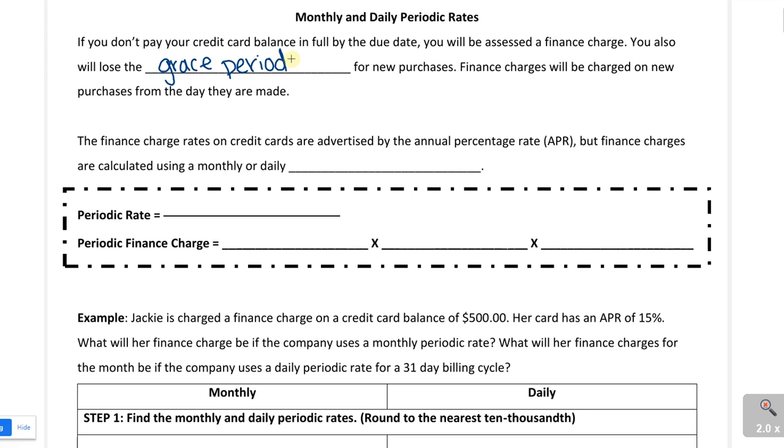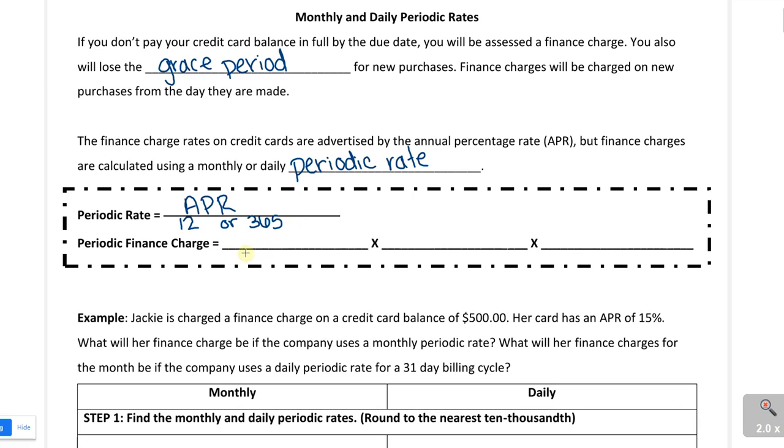The finance charge rates on credit cards are advertised by annual percentage rate, but finance charges are calculated using a monthly or daily periodic rate. So, to find your periodic rate, you're going to take the APR and divide it by 12 for monthly or 365 for daily.